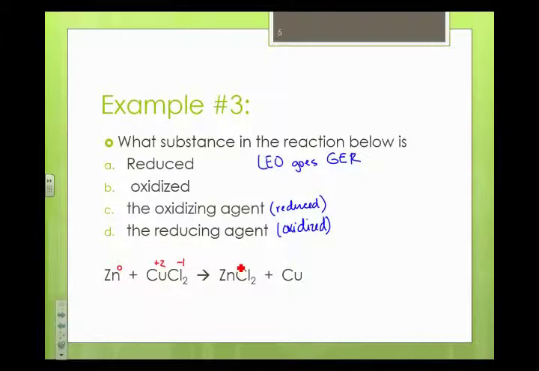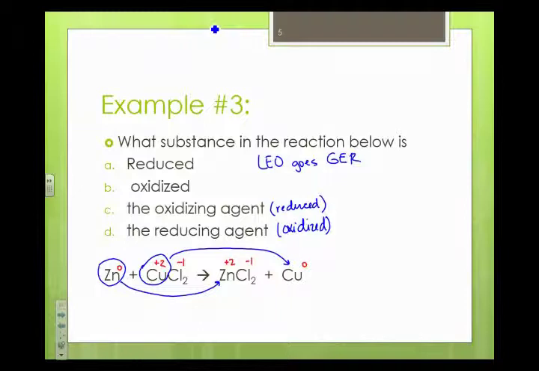When I look at the products, I see copper is all by itself, at 0. Chlorine is still -1, and zinc is now +2. So I see that zinc started with 0 and went to +2, and copper started with +2 and went to 0.